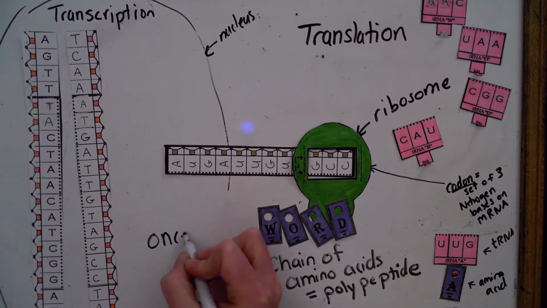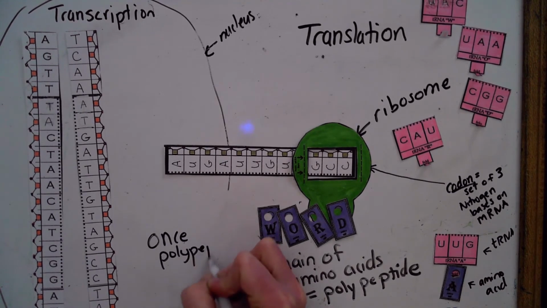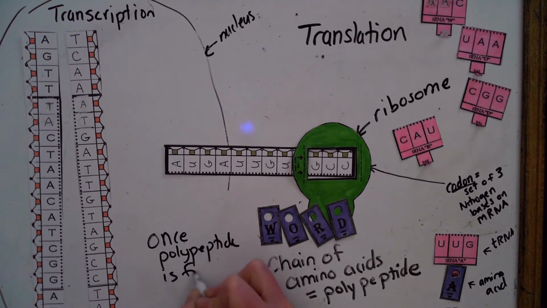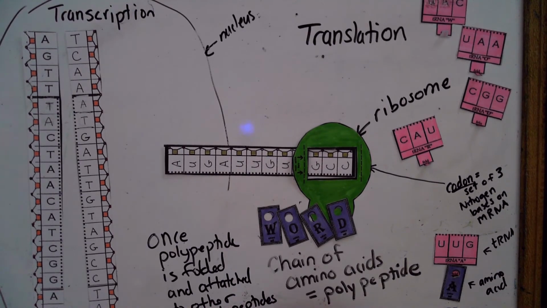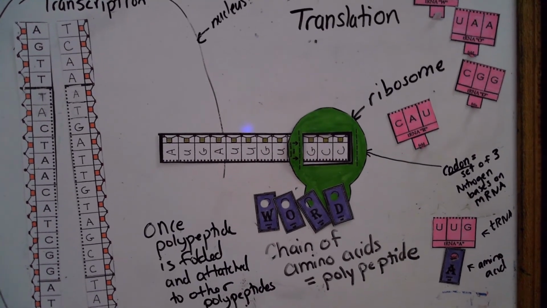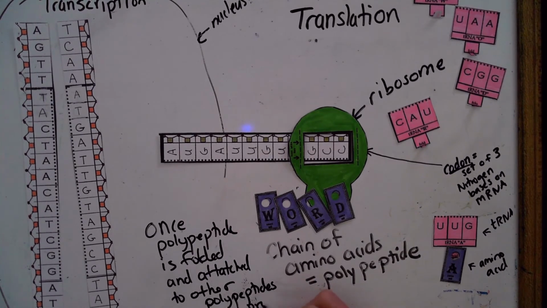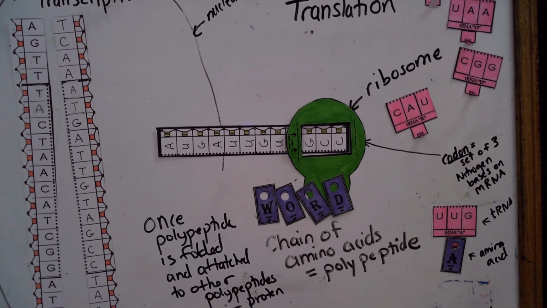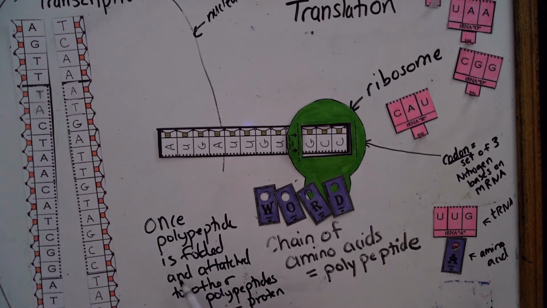So once the polypeptide is folded and attached to other polypeptides, then we make a protein. So I'm off the screen. There we go. So once the polypeptide is folded and attached to other polypeptides, we call it a protein.